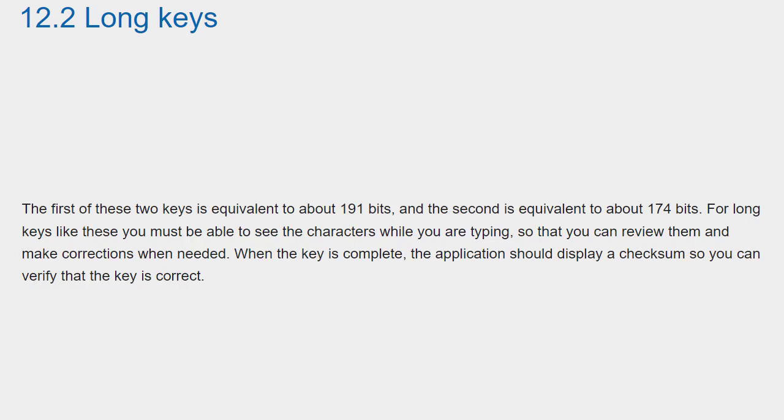The first of these 2 keys is equivalent to about 191 bits, and the second is equivalent to about 174 bits. For long keys like these, you must be able to see the characters while you are typing, so that you can review them and make corrections where needed.